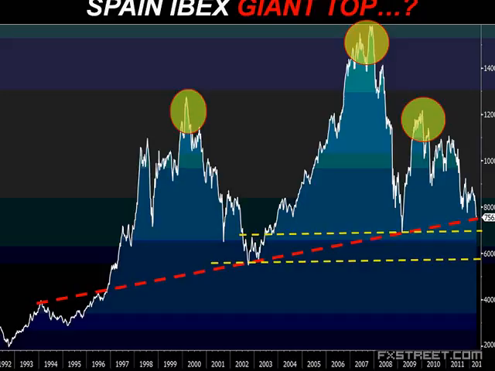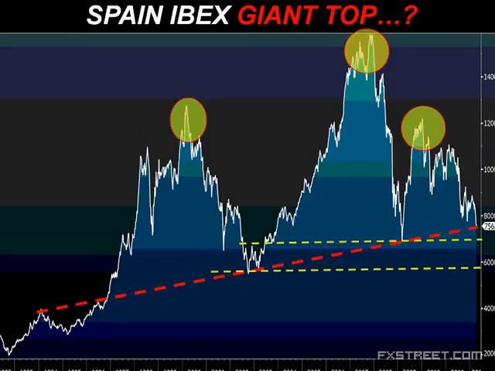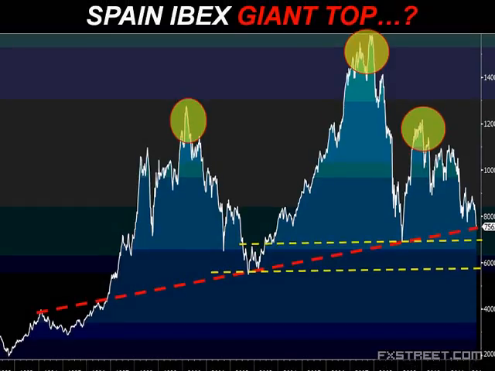Spanish stock market, the IBEX, this is the long-term chart over 20 years, showing a very long-term giant top pattern. This might be a bit too long-term for most people here, but just keep in mind we are currently testing that trend line, which I've just drawn in there, which is holding at 7563, where the IBEX was trading just a few moments ago.